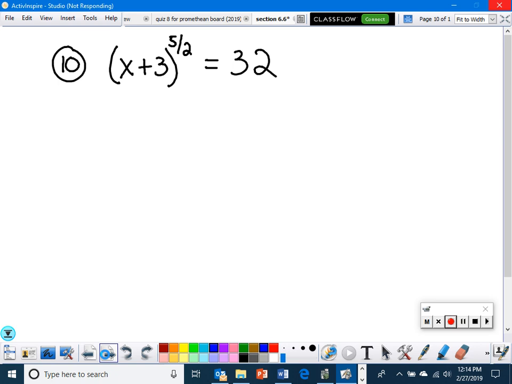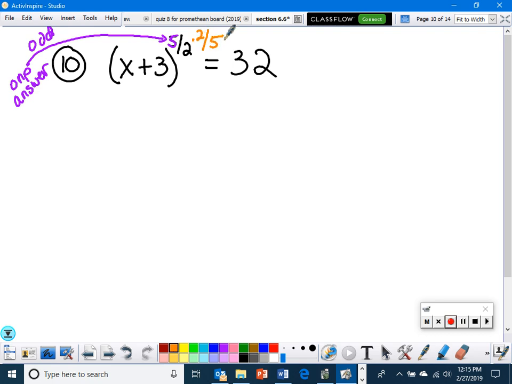All right, so here you will notice that the numerator is odd. That means there will be 1 answer, so we don't have to worry about a positive and a negative. So we're going to get rid of the 5/2. We're going to do the reciprocal.